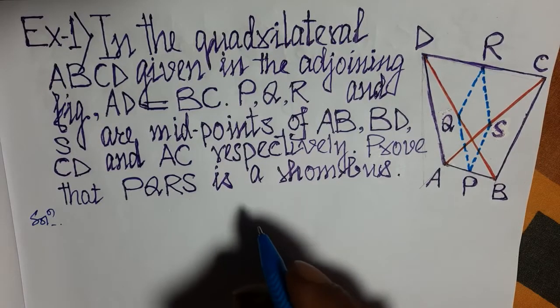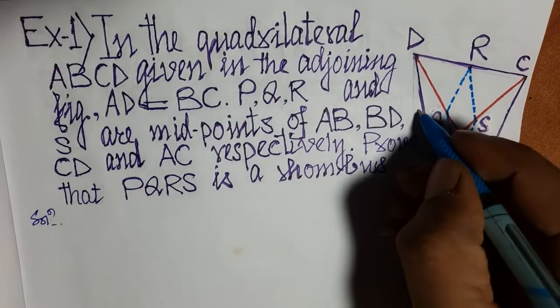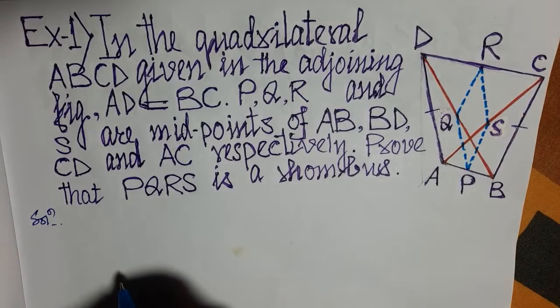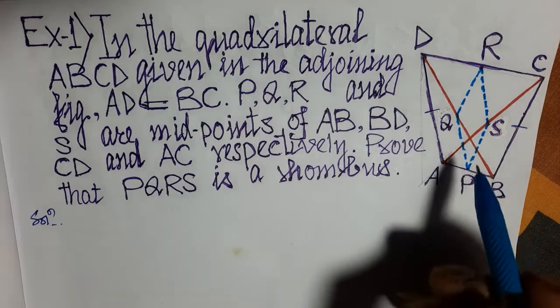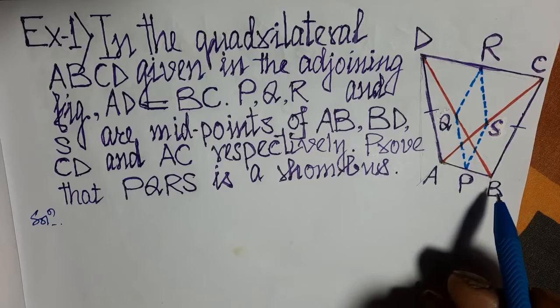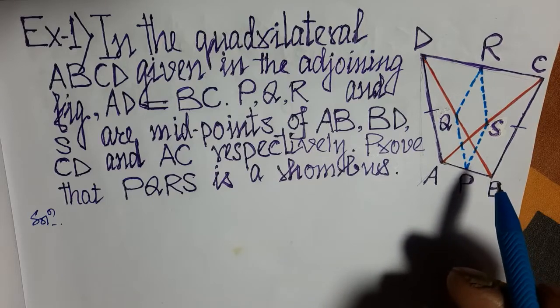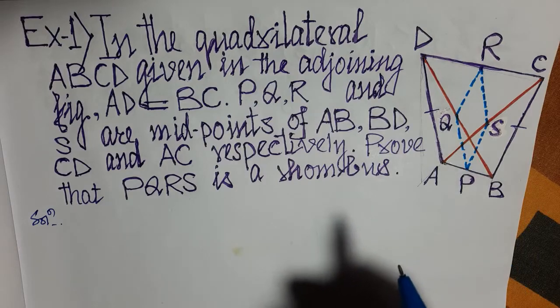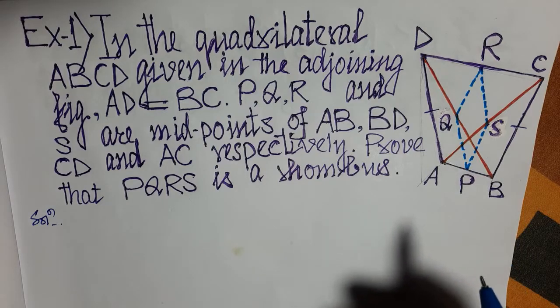Here AD is equal to BC, given. P, Q, R and S are midpoints of AB, BD, CD and AC respectively. We have to prove that quadrilateral PQRS is a rhombus.